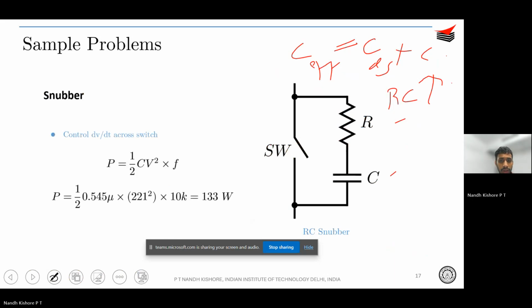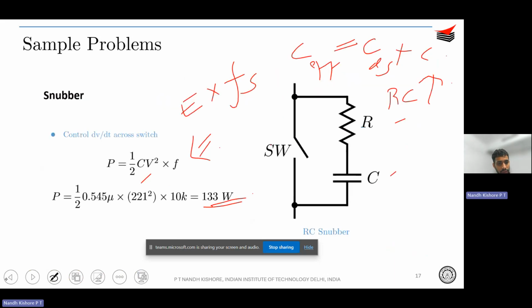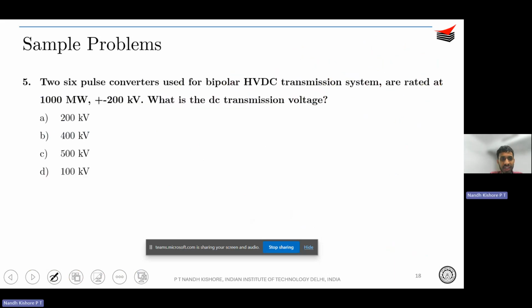Therefore, snubbers are employed. So yeah, this is the way to calculate it. You can calculate your power, which is the multiplication of energy times your frequency. Your energy is half CV square, and you just substitute the values and you end up with the power. Okay, fine. So let's move on to the next question.